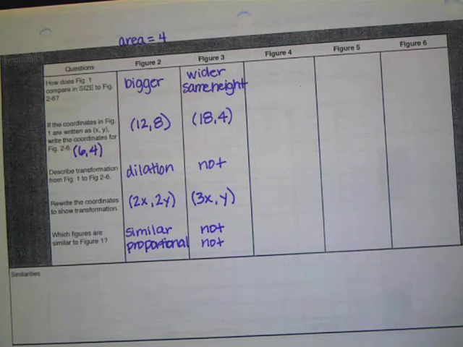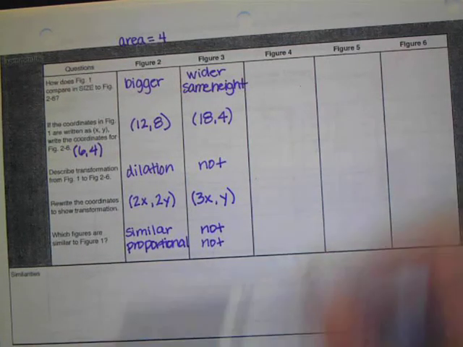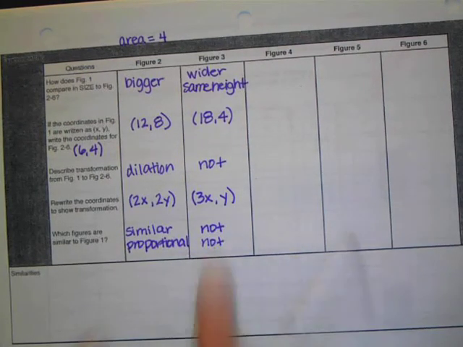Tanner, did you mean to put "not"? I did. It is not similar and it is not proportional. Okay. Oh, I thought we were supposed to write "not similar." Oh, you can do that. I just kept it in the same line there. Yeah. Okay, take out figure 4.